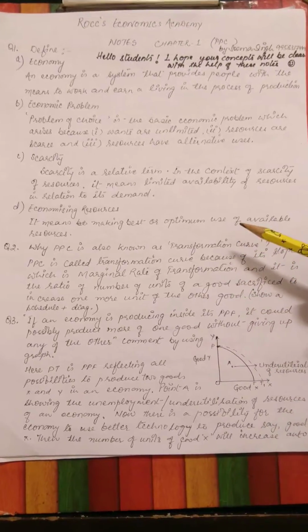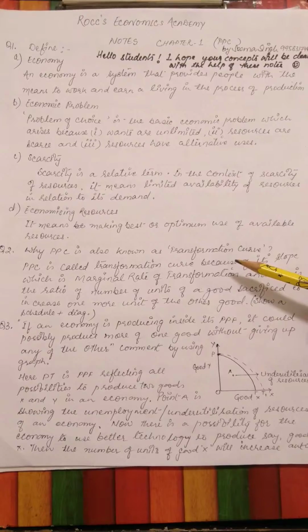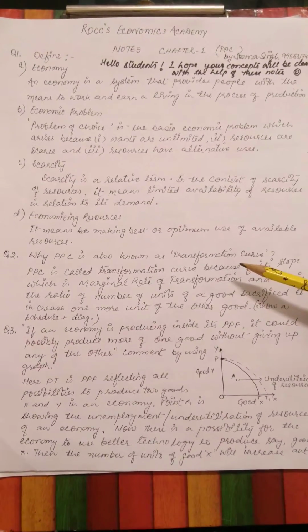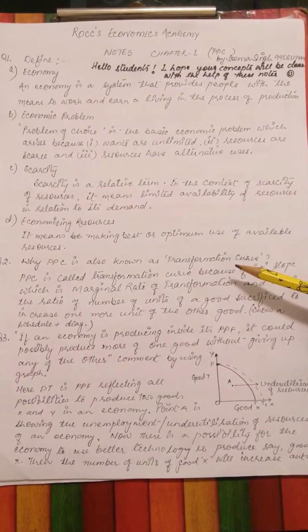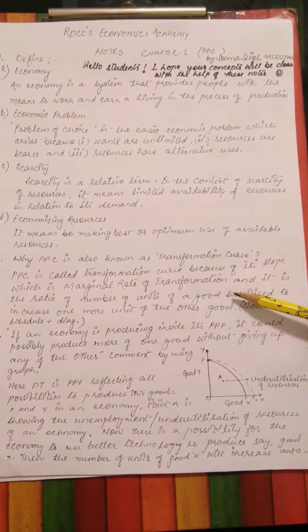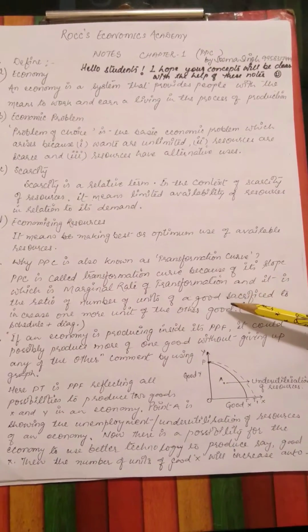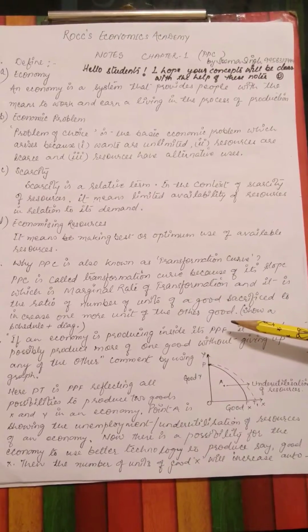Now, after we are done with these definitions, the next topic which comes is PPC. PPC is also known as transformation curve. Now, why do we call PPC a transformation curve? It is called so because of the slope, which is marginal rate of transformation. And it is the rate of number of units of a good sacrificed to increase one more unit of the other good.